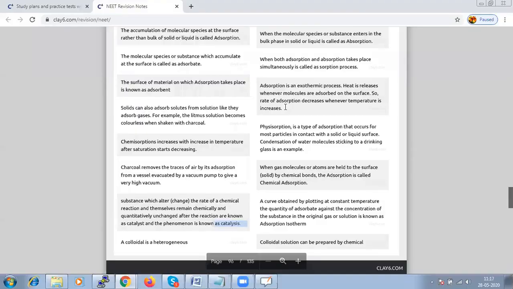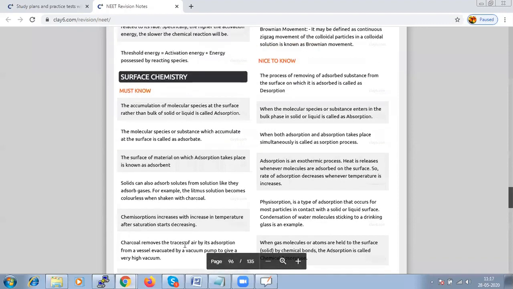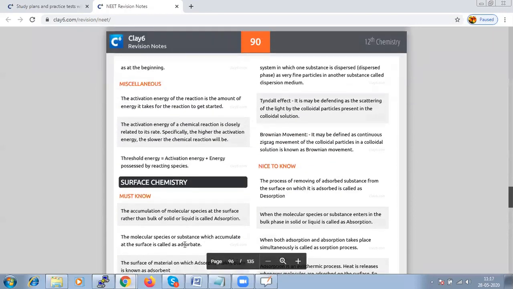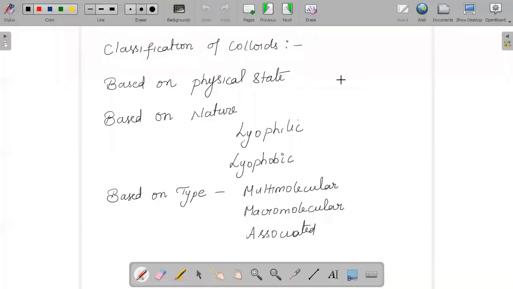Before that, let us say that a colloid is nothing but a heterogeneous system in which one substance is dispersed as very fine particles in another substance, which we call the dispersion medium. So when we say dispersed phase and dispersion medium, you can classify your colloids based on nature and based on type.